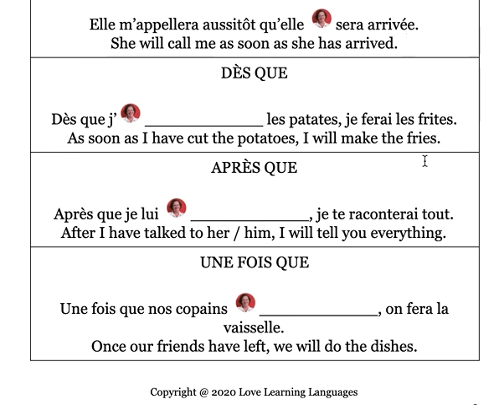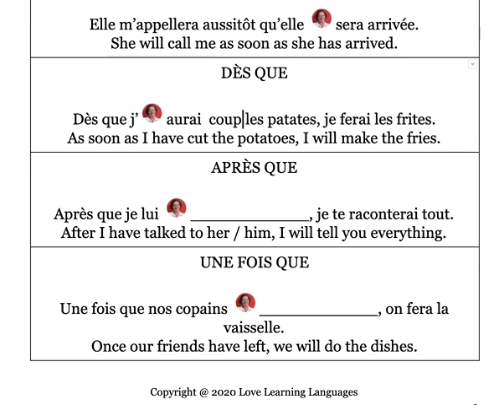Dès que. As soon as I have cut the potatoes. So I'm going to use the verb couper, which uses avoir as helping verb. Donc, let's go on and do that first, and then we'll look at the rest of the sentence. Dès que j'aurai coupé les patates, je ferai les frites. Futur simple. So as soon as I have cut the potatoes, I will make the fries or chips or whatever you call them where you're from.